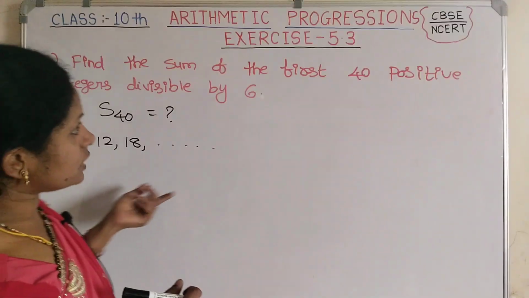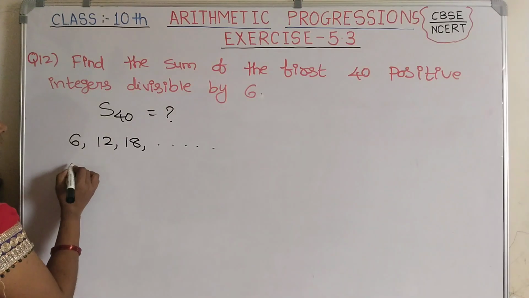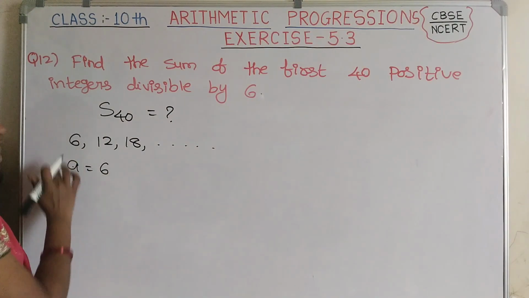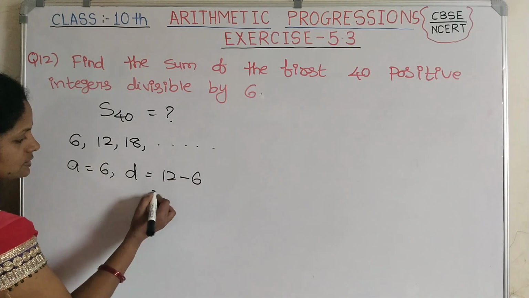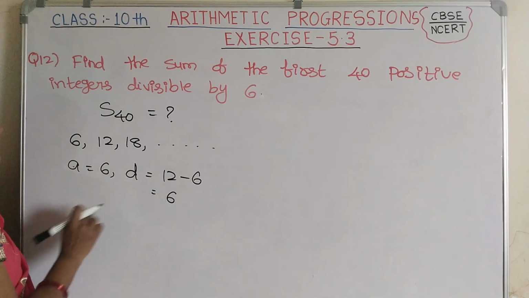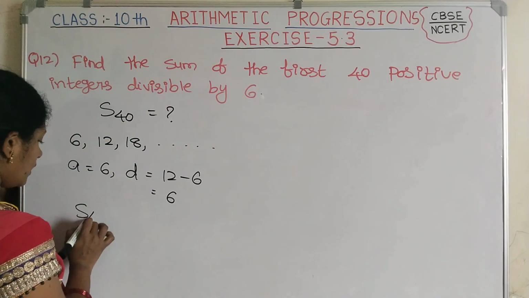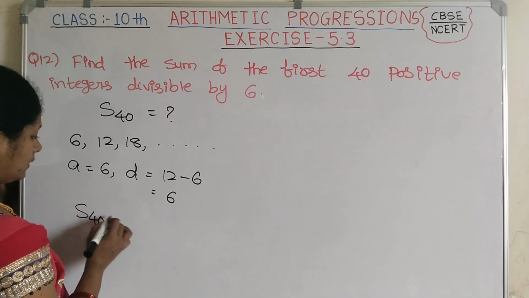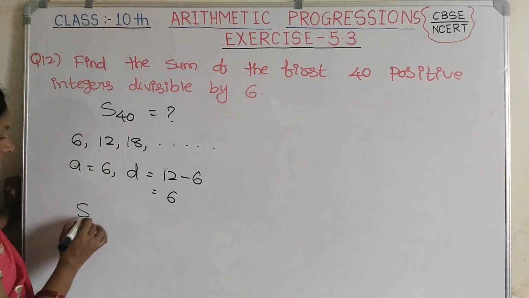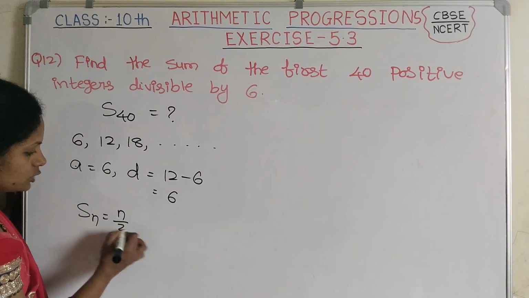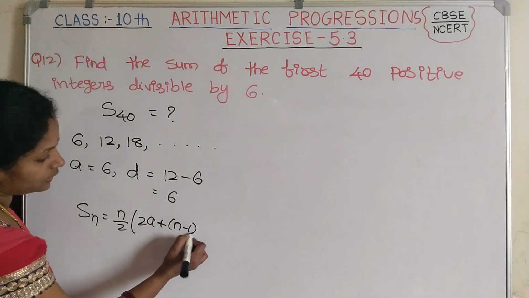Then how many do we have to take? We have to take the first 40. Then we can write A is equal to 6, that is the first term, and D is equal to 12 minus 6, which is 6. A is 6 and D is also 6. n is 40. We have to find S n. First, shall we write the formula for the Sn? Sn is equal to n by 2 into 2a plus n minus 1 into d.